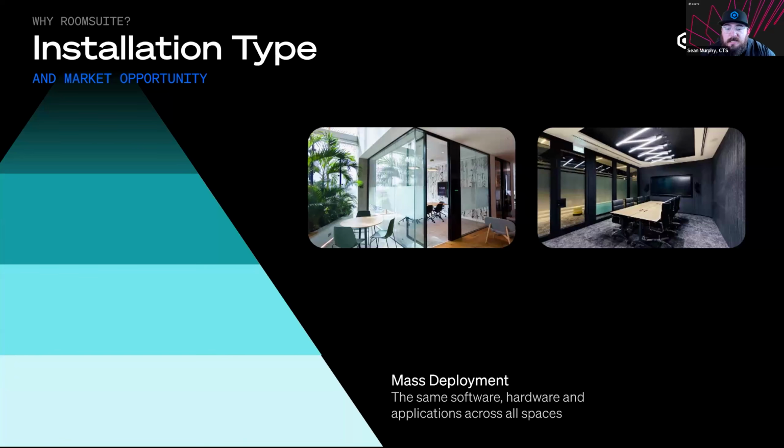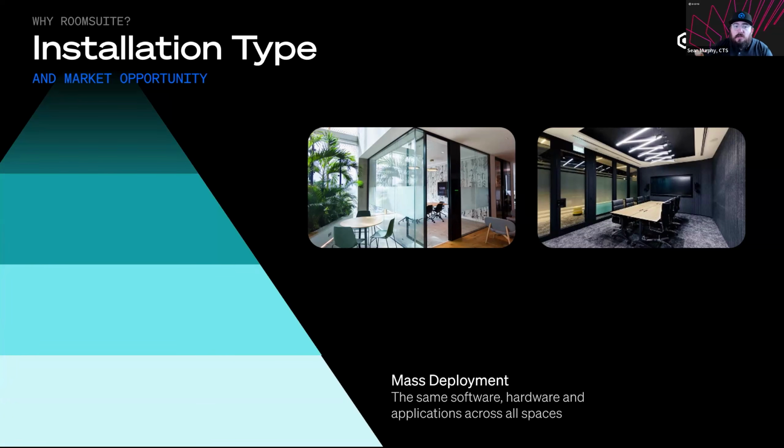And then we get into mass deployment. So this is the same software, same hardware, same applications across all of these spaces. Often they're smaller, and they're more used in day-to-day work from the on-staff team. Specifically, if you have multiple types of these rooms in multiple different buildings, someone would be able to use a room in building one and then later use a room in building seven, and they're exactly the same. It won't even feel like you're in a different space.